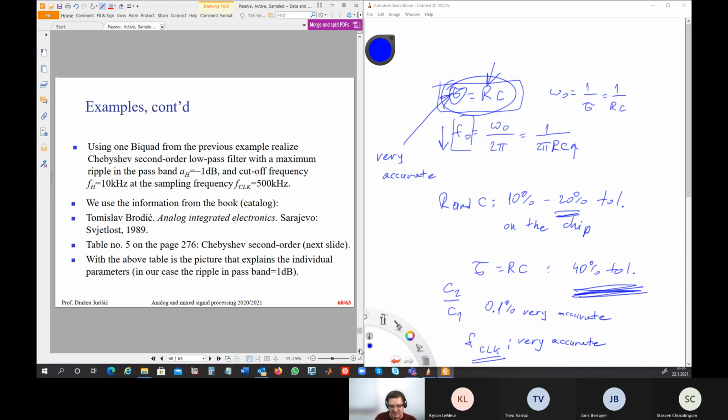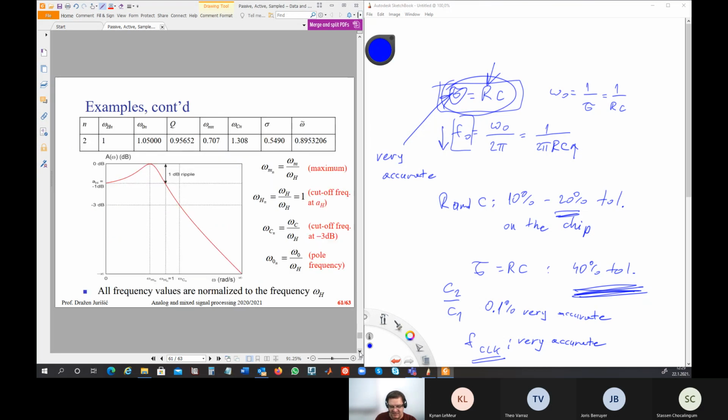Okay. Now, using this MF10, we will realize a Chebyshev second order low pass filter with maximum 1 decibel ripple and a cutoff frequency of 10 kilohertz when the sampling frequency is 500 kilohertz. Here are some tables, which are not so important. You can look at any tables.